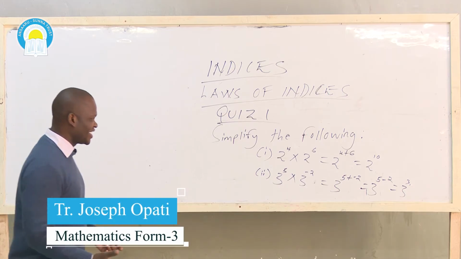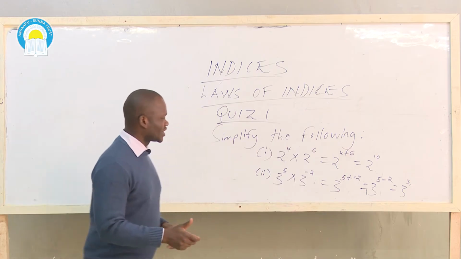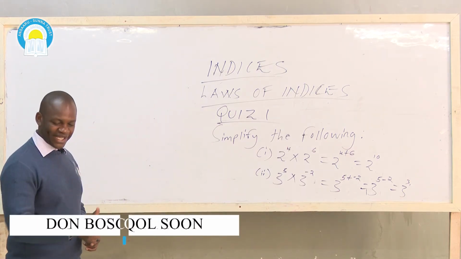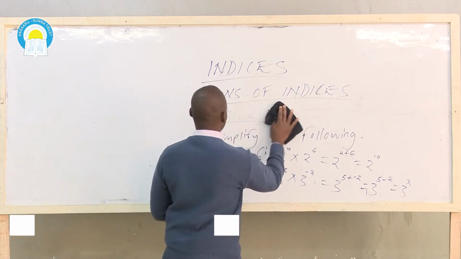That was the first law. So how do you remember it? It's a law of multiplication having the same base. Now we go to the second law. Law number 2.